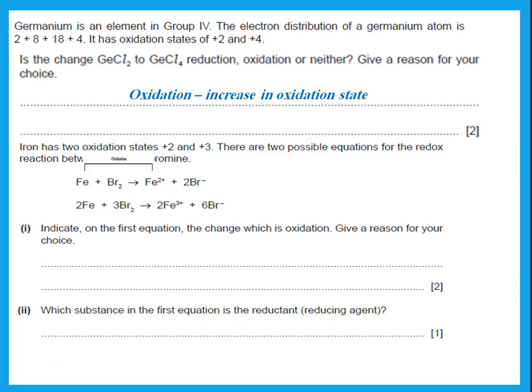Now he says give a reason. So you have already chosen Fe to Fe2+ as oxidation. Why? You can either say because this is loss of electrons, so when Fe loses electrons it becomes 2 positive, or because it is an increase in oxidation state. Which substance in the first equation is the reducing agent? Remember, reducing agent is the same as reductant. Reducing agent is the one that has been oxidized. We just said the Fe has been oxidized, so the Fe is the reducing agent. Okay?